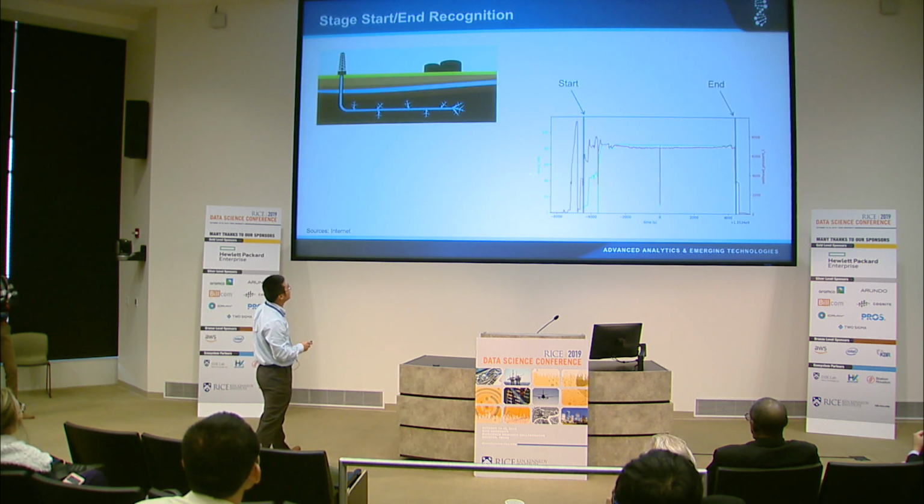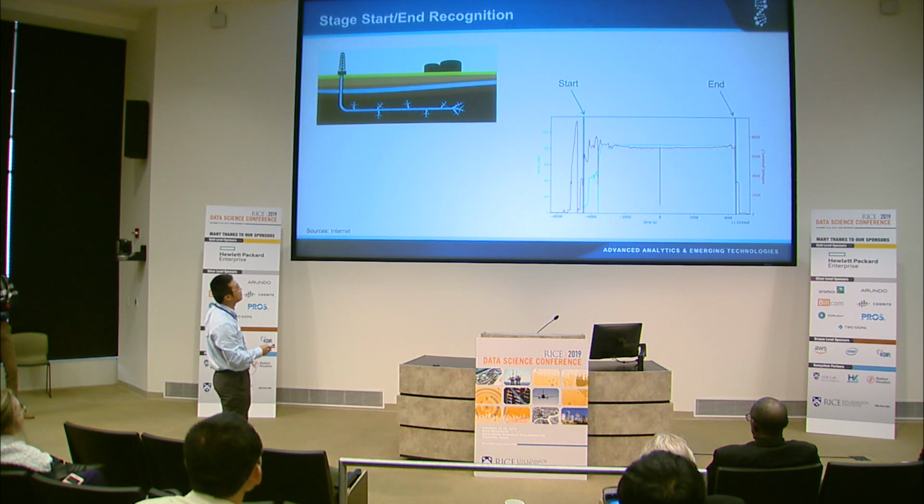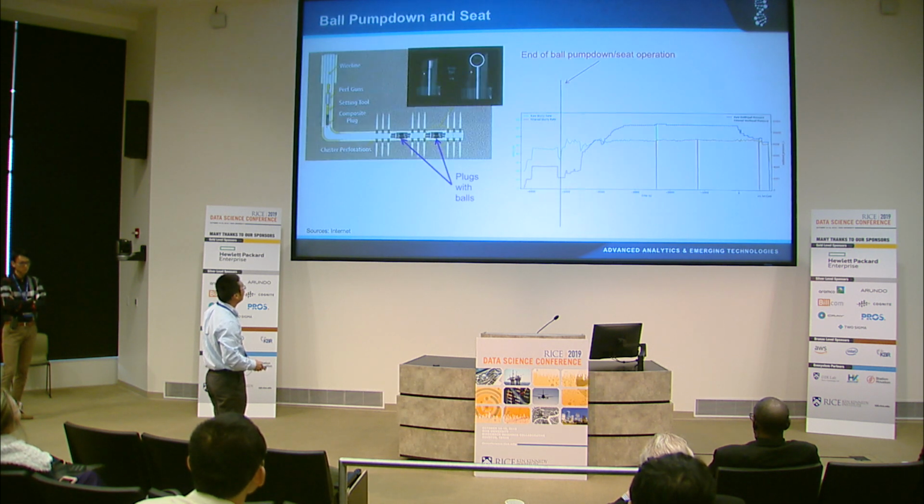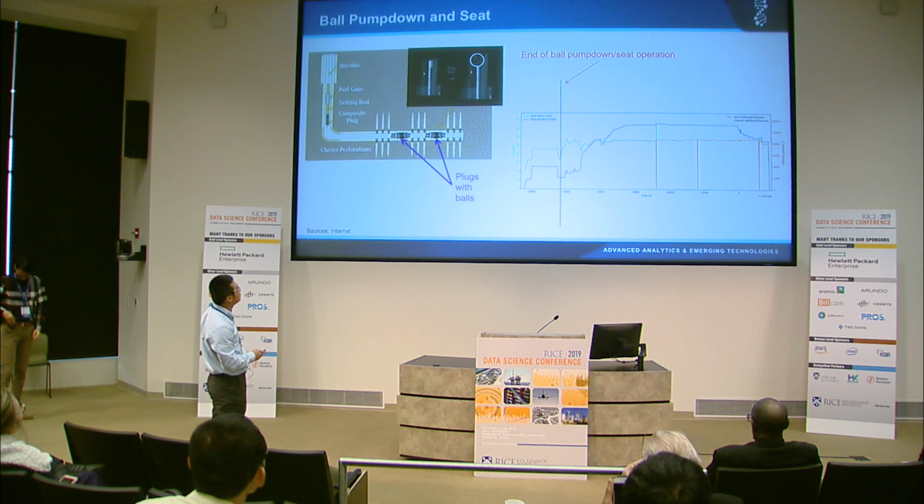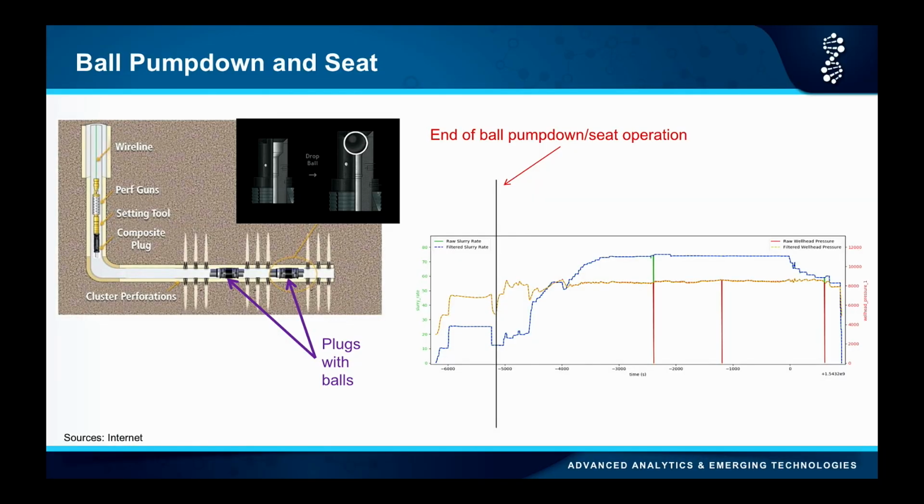And this is the data you can see. This is the start and end. What we want is to train a model to identify the start and end. So this is one of the models. Another model is the ball seat. You can see that from here all the way to the black line, the ball is pumped down and sits here. We want to identify this event so we can analyze this portion, and that is more meaningful.